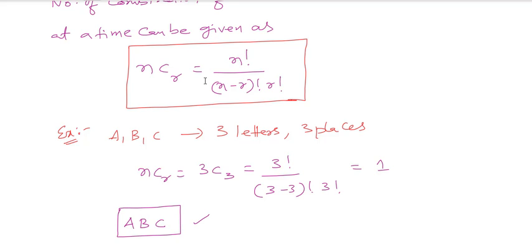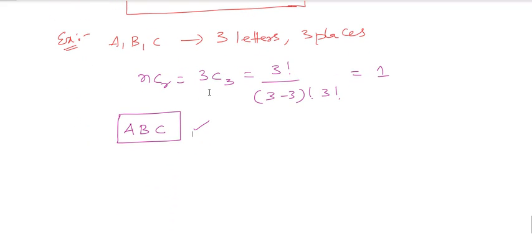Then similarly, one more example: the same thing I can do with the same example. So ABC only, but here three letters with the two places, three letters with the two places.